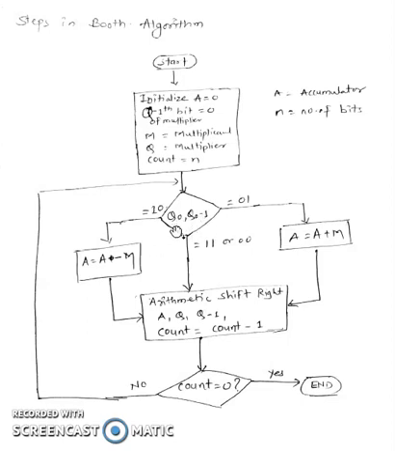If these two bits are like this, Q0 is 1 and Q minus 1 is 0, then we have to subtract the multiplicand from the accumulator, and the result is stored in the accumulator. If not, if our Q minus 1 bit is 1 and Q0 bit is 0, then we have to perform addition, where we add the accumulator with the multiplicand and store the result back in the accumulator. After these two steps we have to perform an arithmetic shift right.